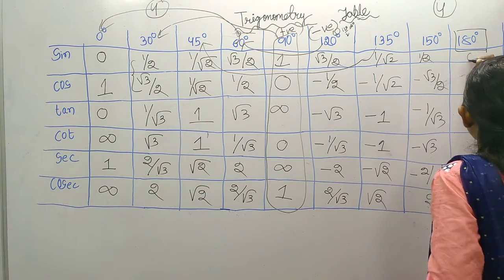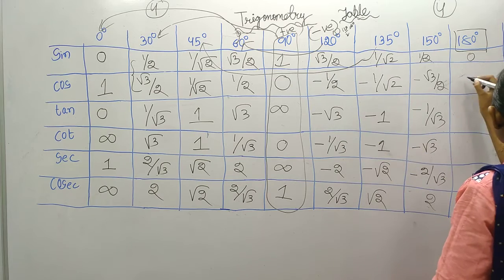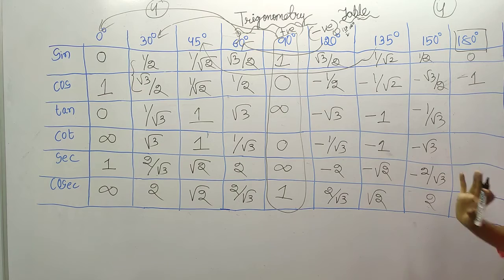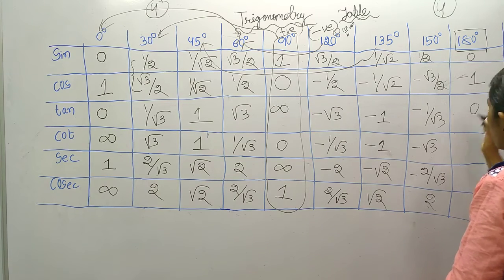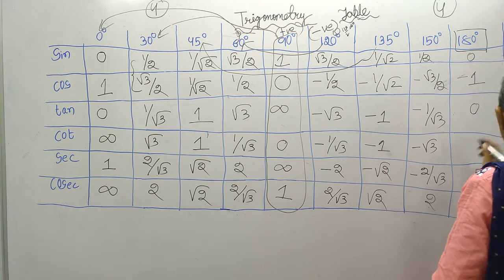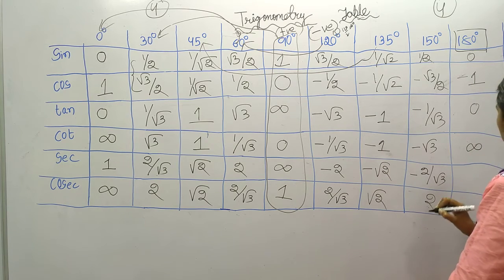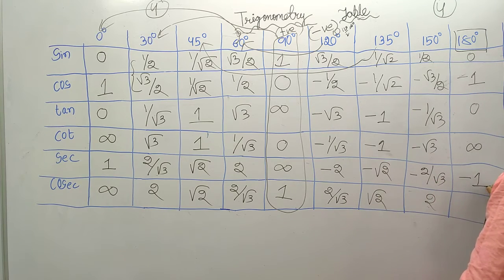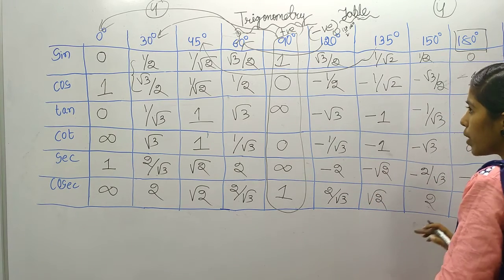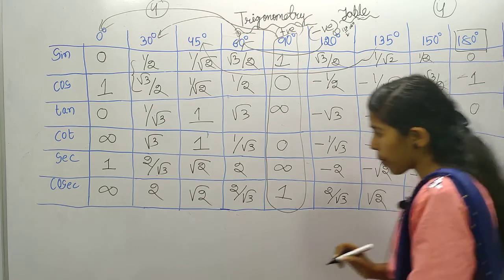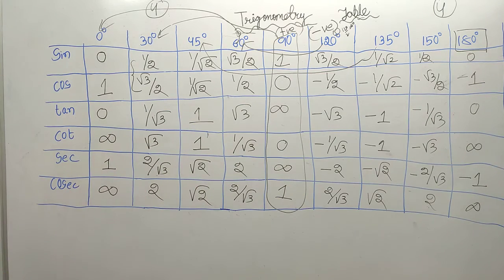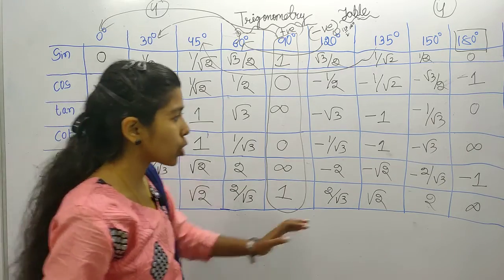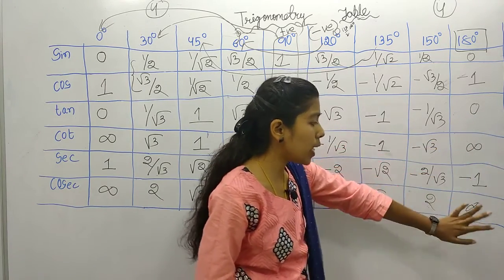Sine 0 is 0. So here it will be 0. Cos 0 is 1, so here it will become minus 1. Tan 0 is 0, so minus 0 will not exist, so 0. Next, cot 0 is infinity, here also infinity. Next, sec 0 is 1, so here it will become minus 1. Cosec 0 is infinity, so here it will be minus infinity. Okay, so minus 0 and minus infinity don't exist, so only we have to write 0 and infinity.